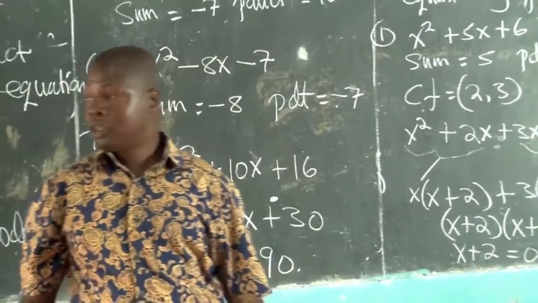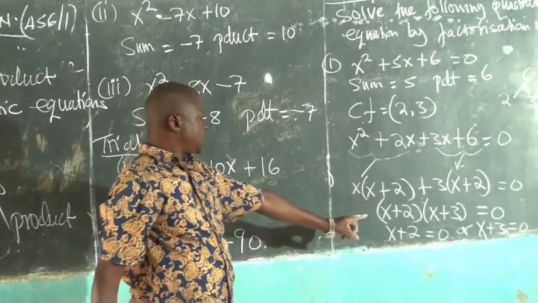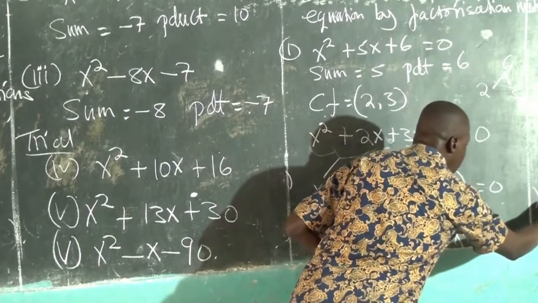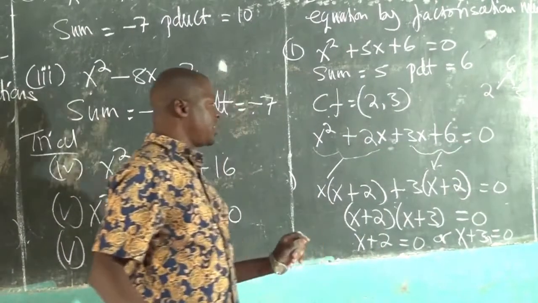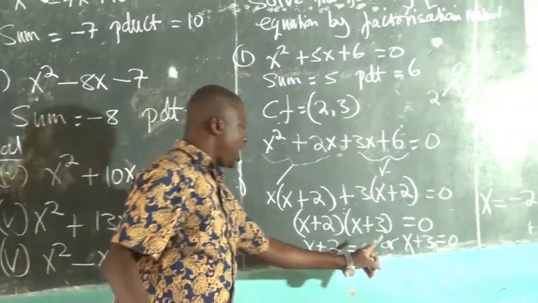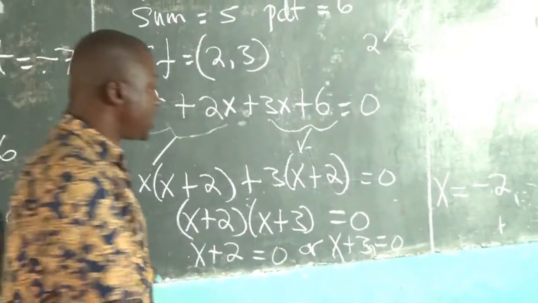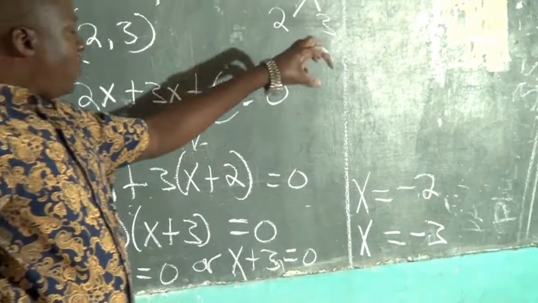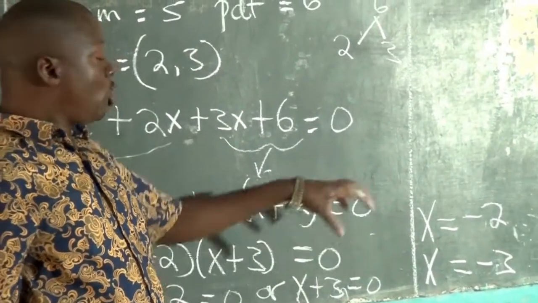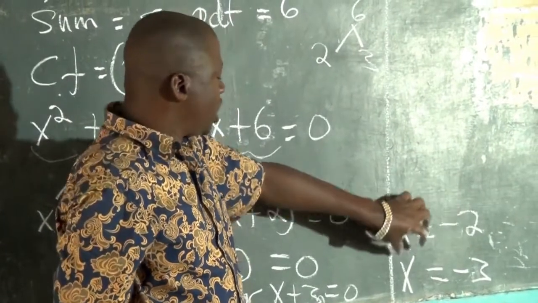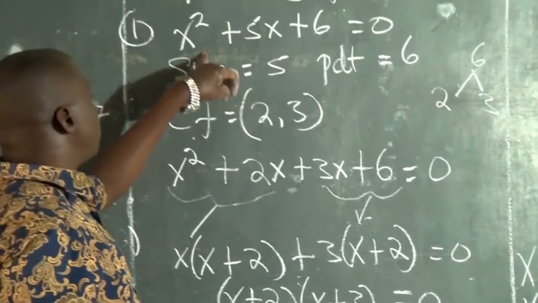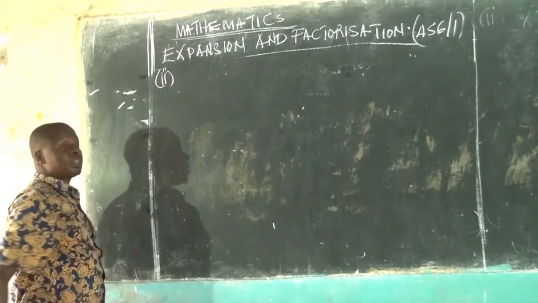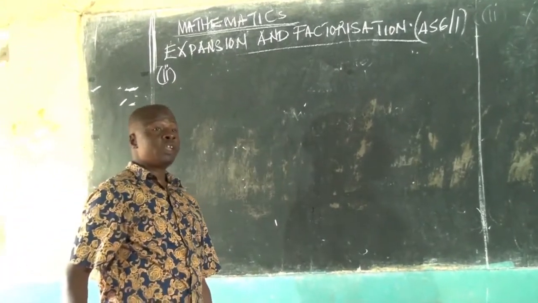Dear students, if we have positive here, it means that our answer is going to be negative 2. Then also here, x plus 3, our answer is going to be negative 3. So these are the values of x. We can call them the roots of the quadratic equation x squared plus 5x plus 6. Remember, we are using the factorization method to solve the quadratic equation.